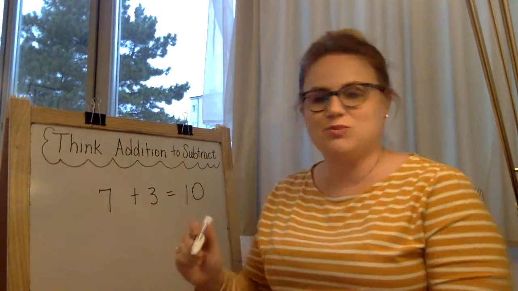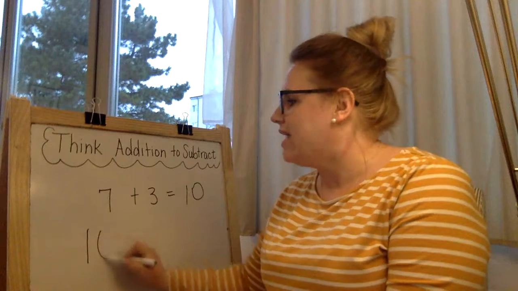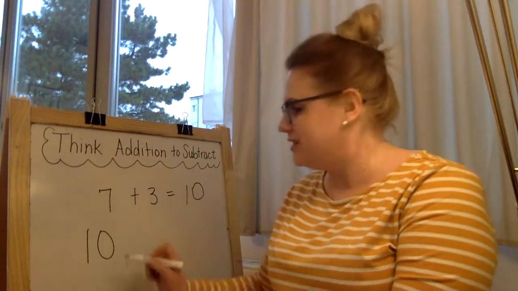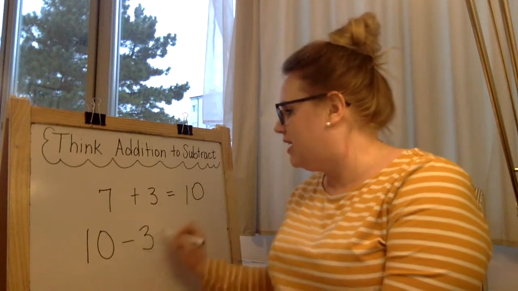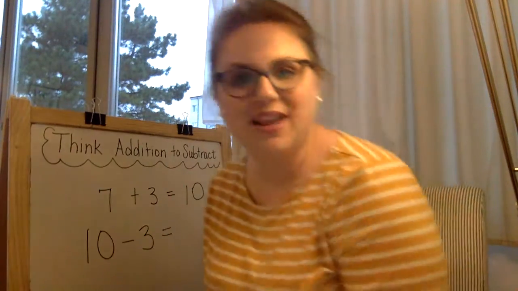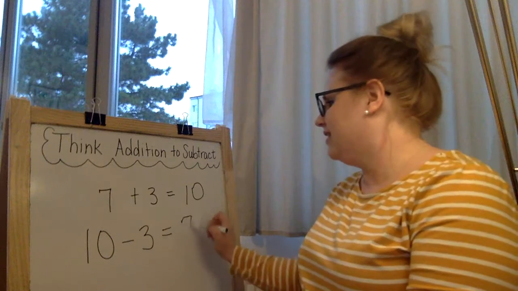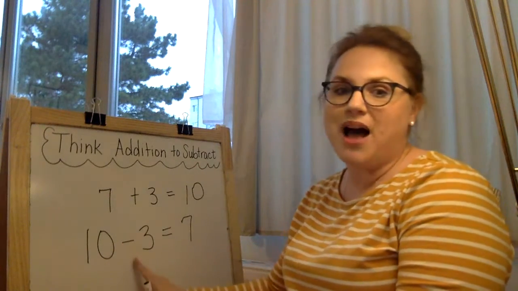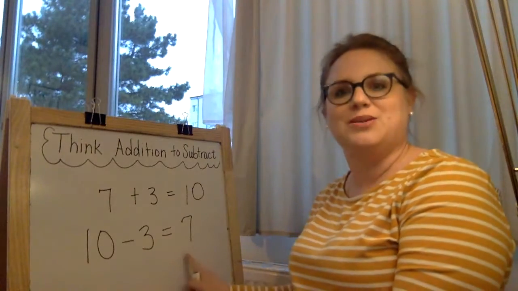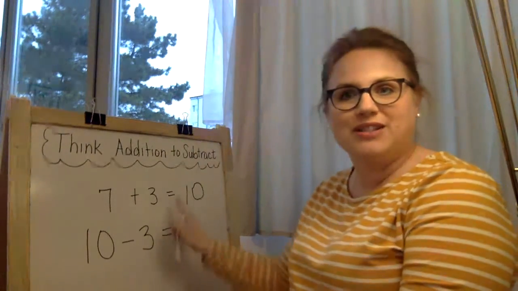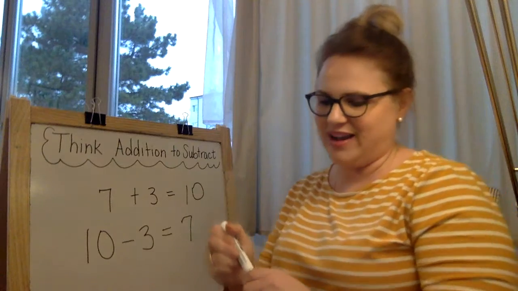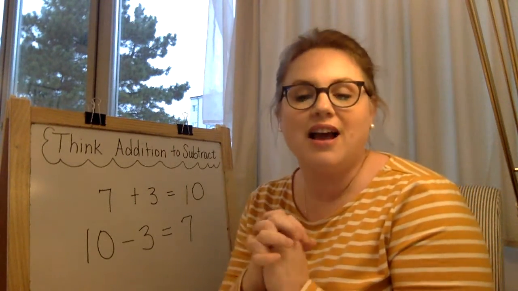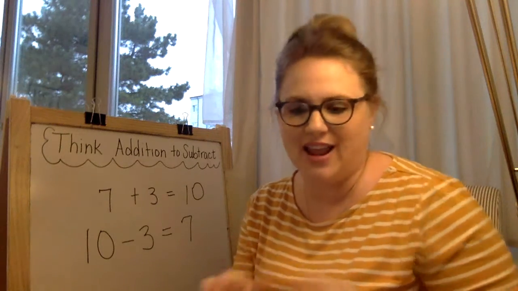So now let's write our subtraction problem. Maria had 10 crayons. She gave 3 to her friends, so 10 minus 3 equals, and we know what was left over? 7. If 7 plus 3 equals 10, then 10 take away 3 equals 7. Do you see how they work together? All right. So you're going to be practicing using addition to help you subtract today.